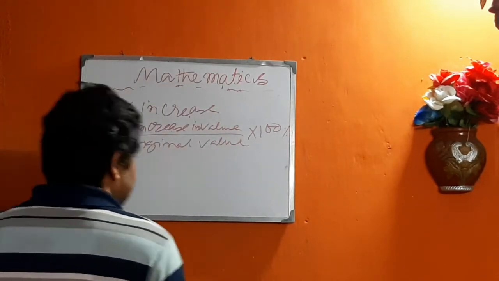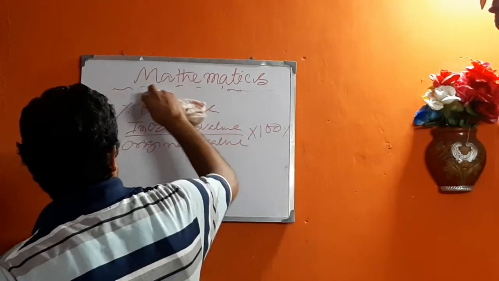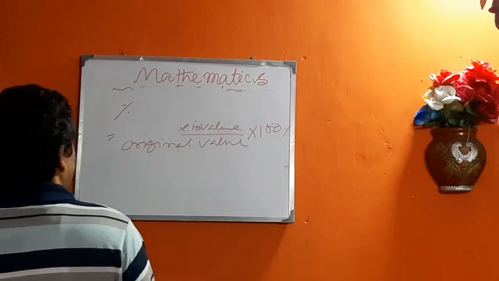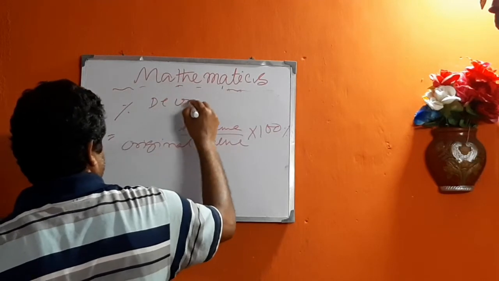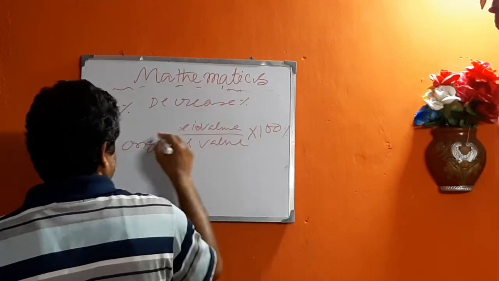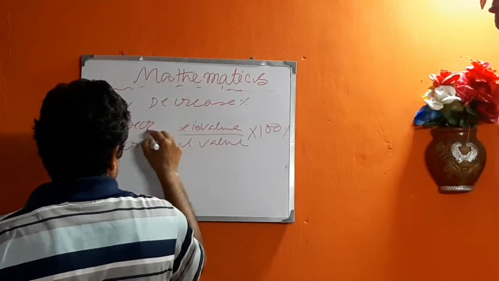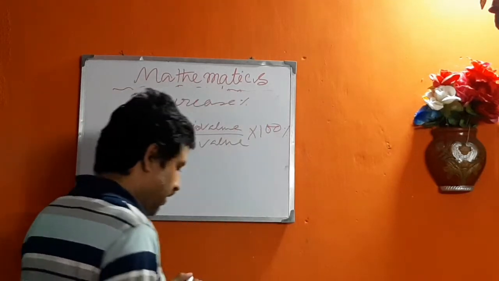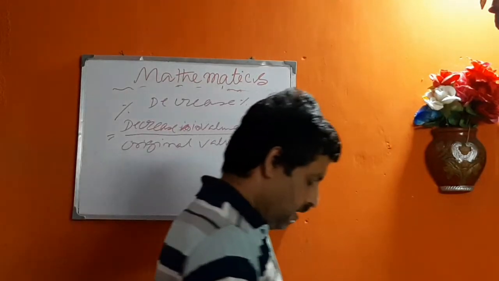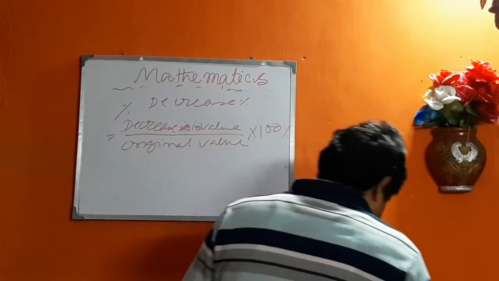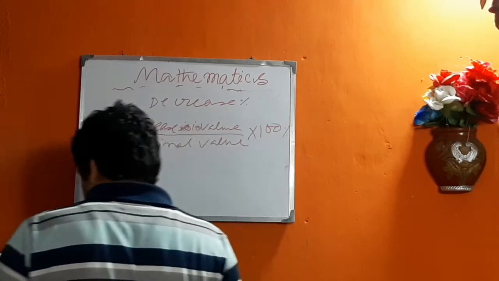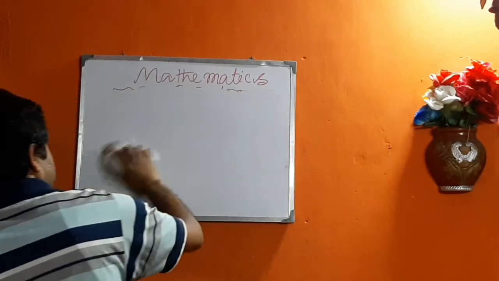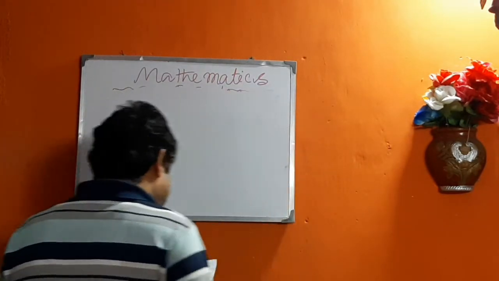Similarly, for decrease percent it will be decrease in value by original value multiplied by 100. The next formula is finding a quantity whose percentage is given.